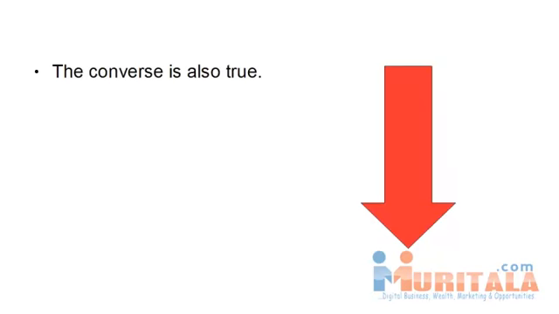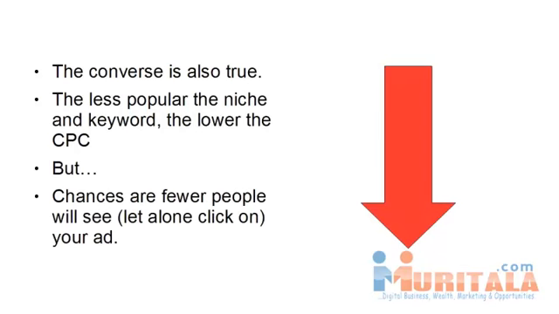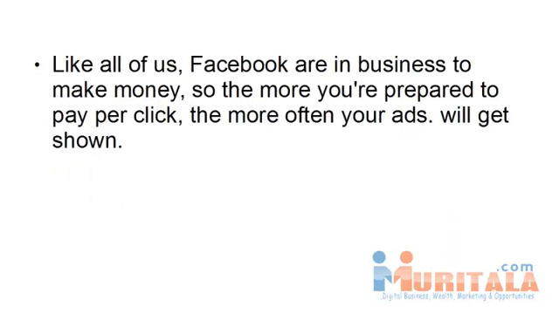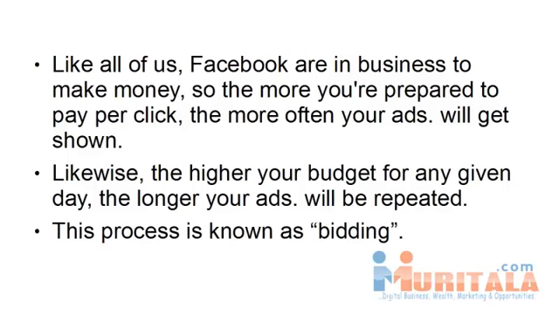The converse is also true. The less popular the niche and keyword, the lower the CPC. But chances are that fewer people will see your ad, let alone click on it. Like most of us, Facebook are in business to make money. So the more you're prepared to pay per click, the more often your ads will get shown. Likewise, the higher your budget for any given day, the longer your ads will be repeated, and this process is known as bidding.